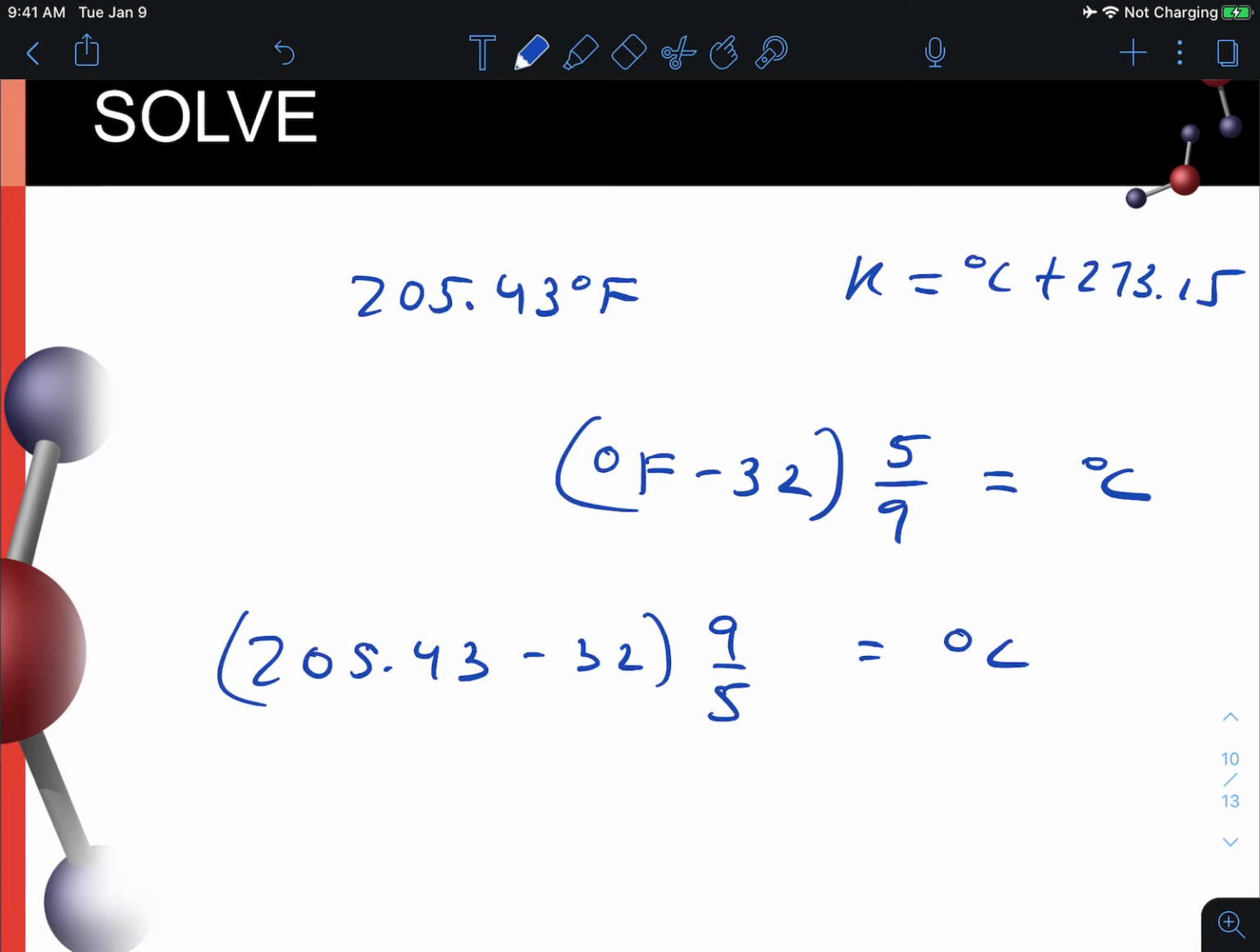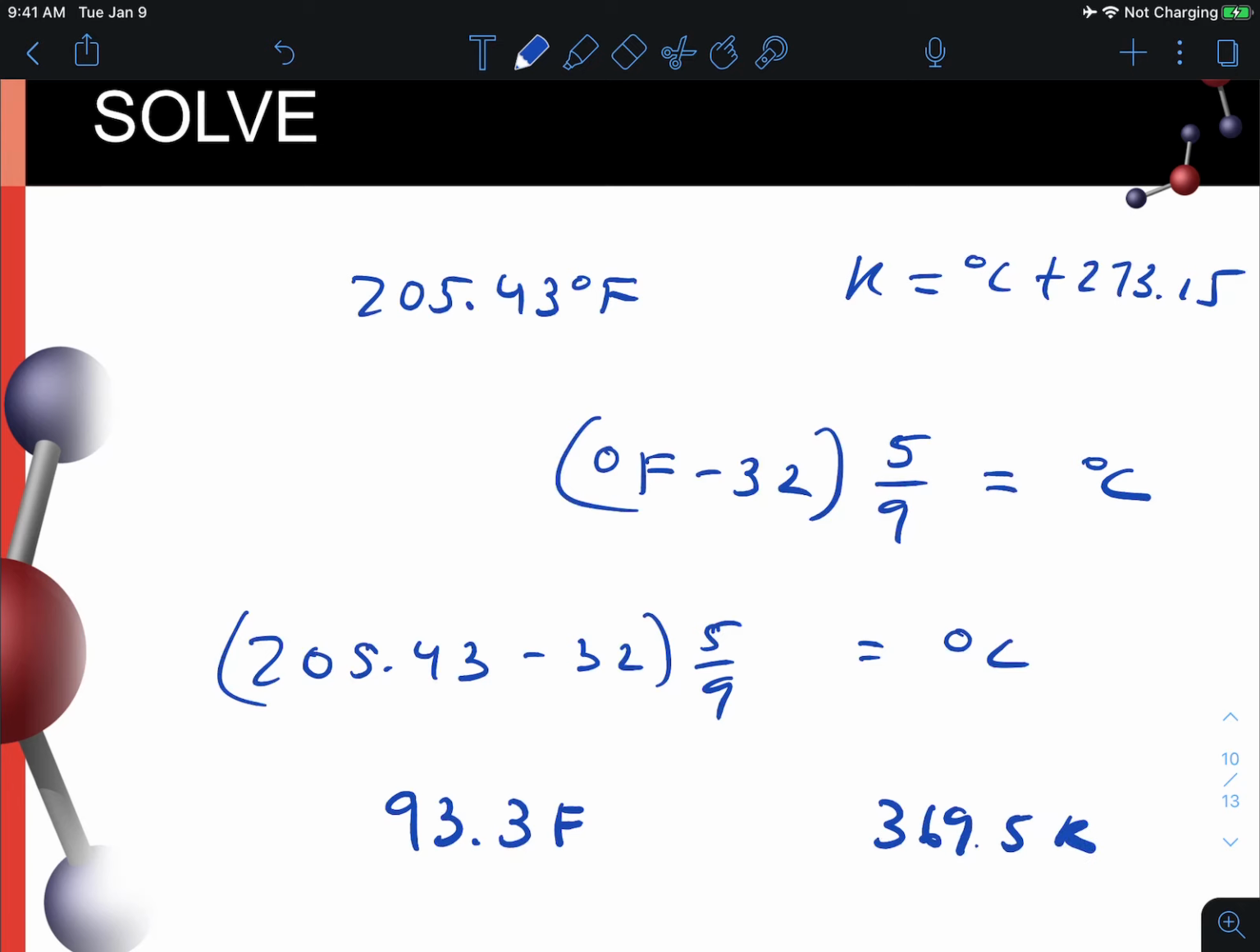205.43 minus 32 times 9 divided by, oops, got that wrong. It's 5/9. Caught my mistake. Times 5 divided by 9. Get 96.35. That's your answer for degree C. Plus 273.15. You get 369.5.